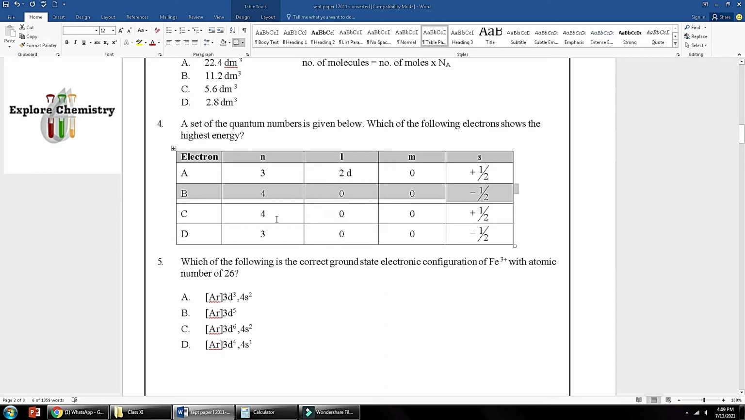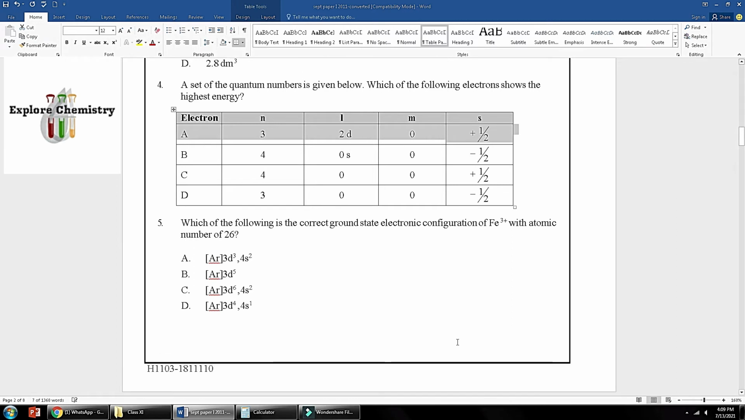These two are representing 4s because if the azimuthal quantum number value is 0, it represents the s orbital. So 4s has lower energy as compared to 3d. So this will be the correct option. This one has the highest energy. This one is showing 3s. So 3s also has low energy. So this one will be the correct answer.